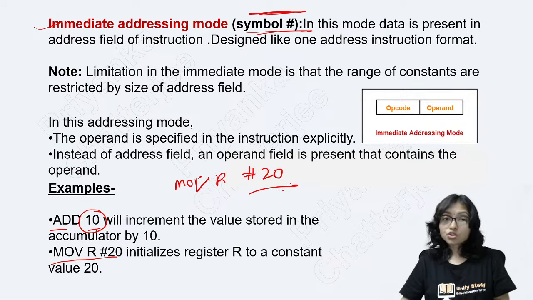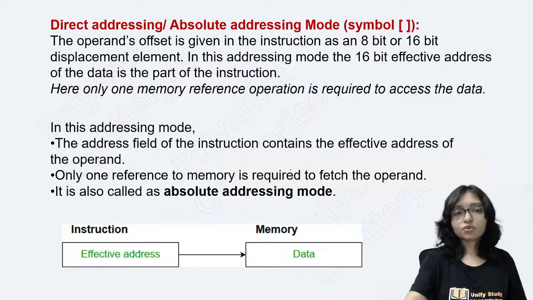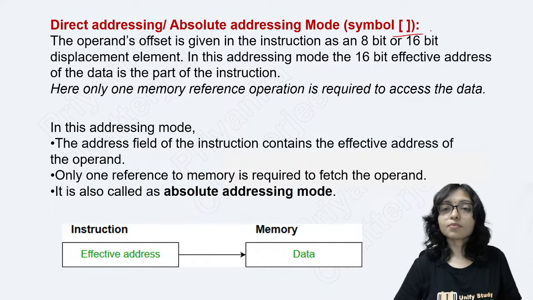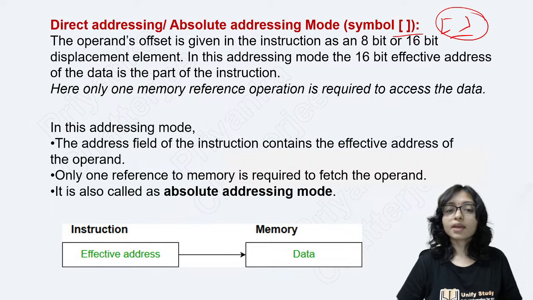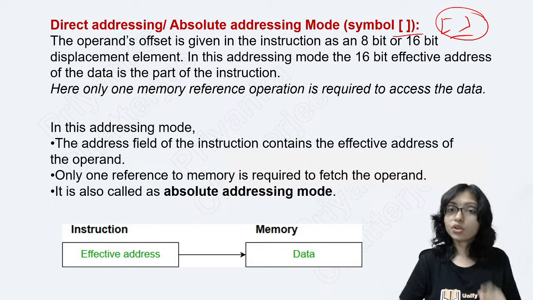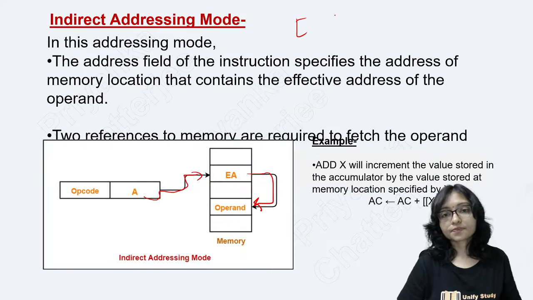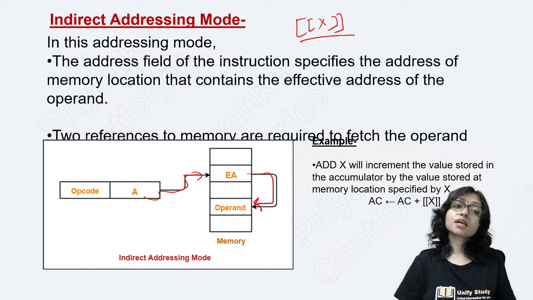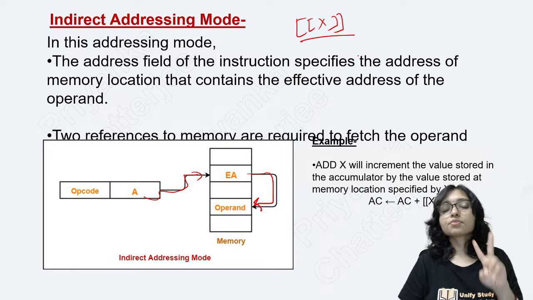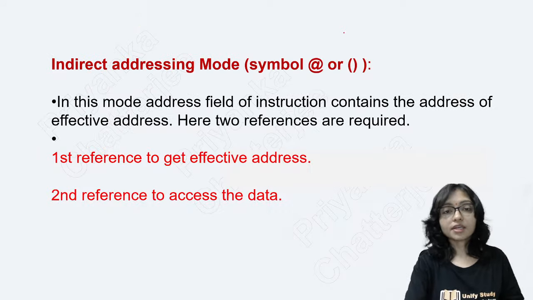MOV R #20. #20 means it is the immediate value. Here you can see the symbol is a bracket. One bracket, if it is given, means it is the direct address. One memory reference is required. If it is given in two brackets, with X after that, it means it is indirect. Two memory references are required. Sometimes the question can also be given with the symbol.